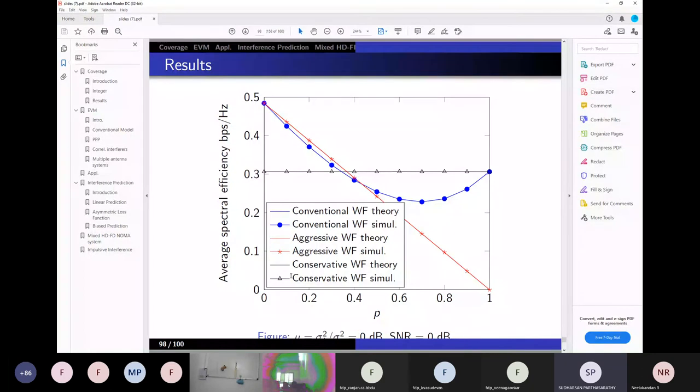It depends on how powerful your interference power is when compared to the AWGN power. So this we have not yet been able to derive analytically, to find at what value of P the transition happens. It's still an open problem. People who are interested can try this, okay?